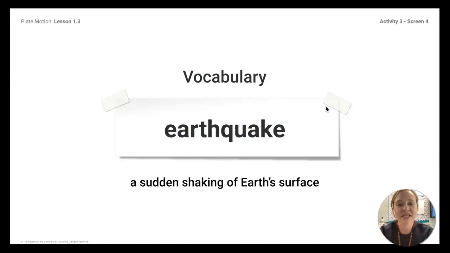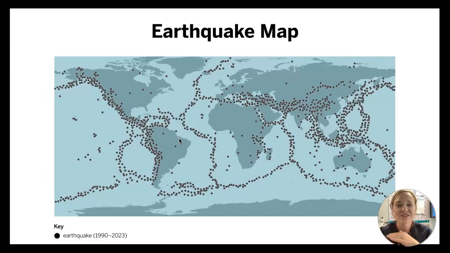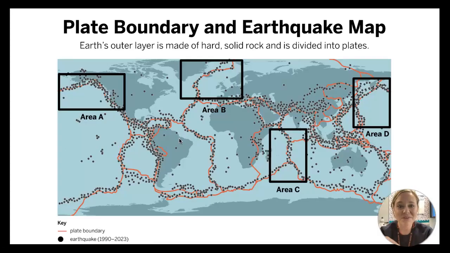So an earthquake is a sudden shaking of Earth's surface, and we get earthquakes when there's interactions with the solid pieces of rock that are Earth's plates. And you are going to map some of these earthquakes here. So you're going to get a map that looks like this with a bunch of dots, and you will go ahead and overlay your current transparency map over the dot map and then mark the dots. And then you'll start looking at patterns. And once you start looking at patterns, you should get a map that looks similar to this.